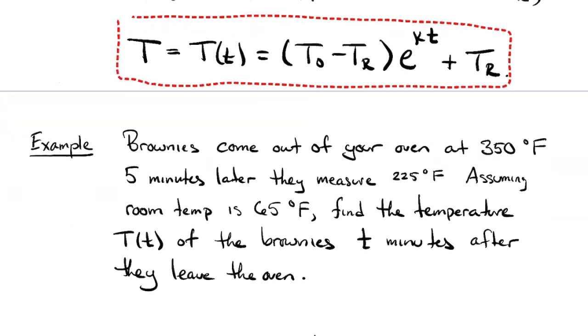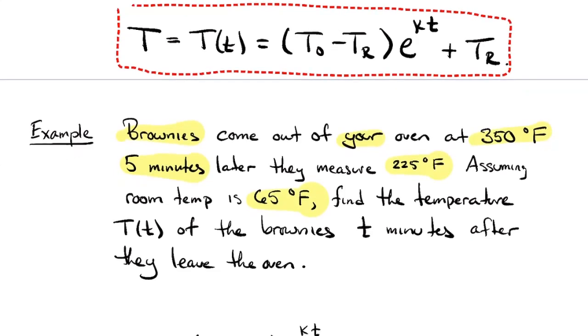Earlier, I was talking about coffee. My second favorite object to cool is brownies. So suppose that we take some brownies out of your oven. Notice how it's your oven, not my oven. We take them out at 350 degrees. Okay. And then 5 minutes later, so evidently we're measuring time in minutes, they've cooled to 225. Let's assume that your kitchen is at 65 degrees Fahrenheit. And what I would like to do is find the temperature of those brownies at any time t.